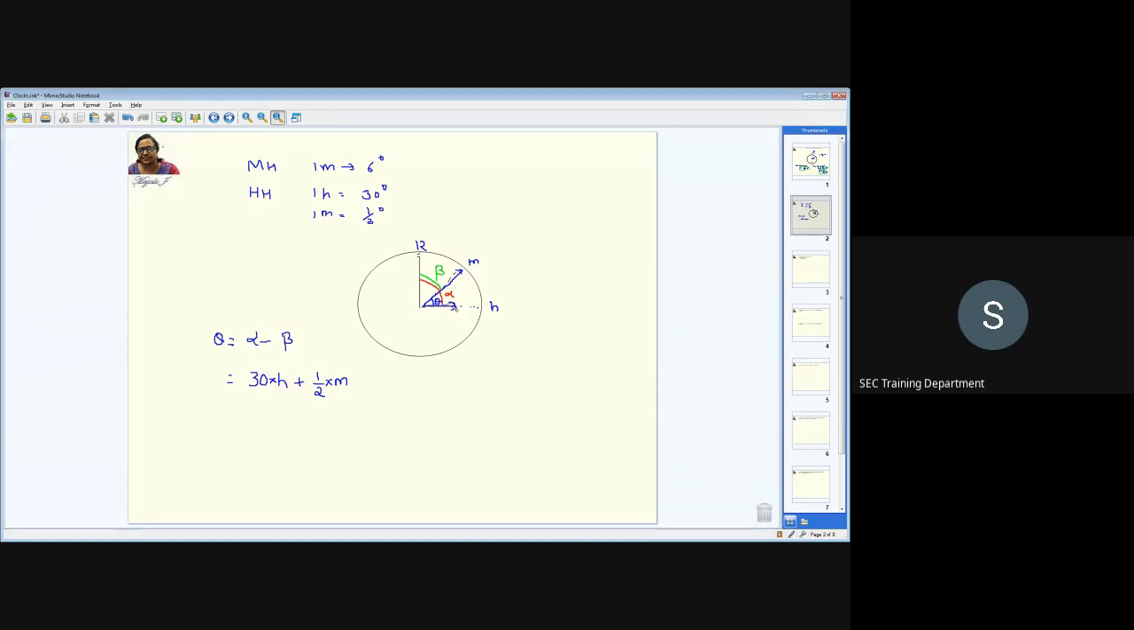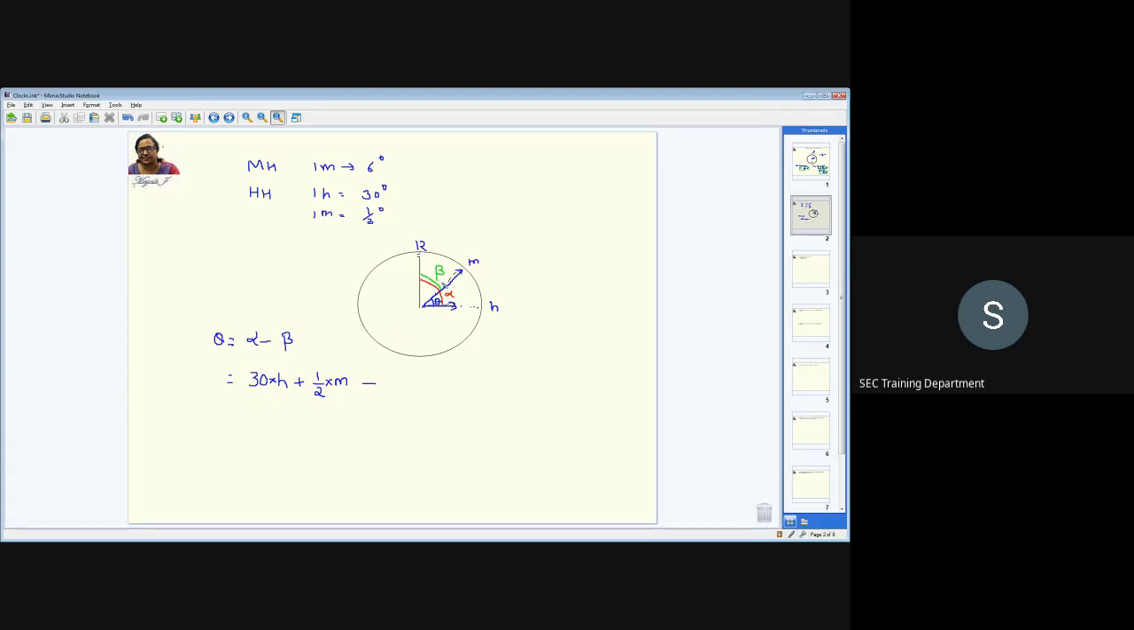So this is only for alpha. Alpha is the hour hand movement. I'm considering that it has moved for h hours and m minutes. So this is 30 into h plus half into m, as per what is given here. And now subtract beta. What is beta?